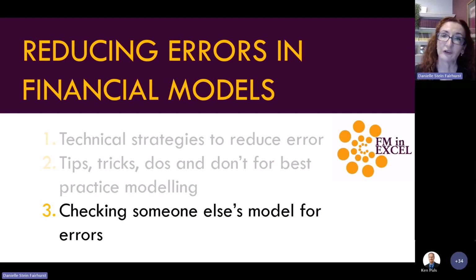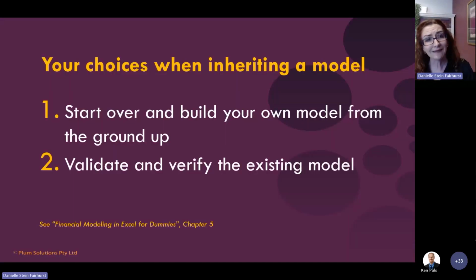Usually they've got a model that isn't working properly, or they've got a budget that they have to roll forward for the following year, something like that. And someone else built the model, and you don't know how they did it or what their skills are. So if you inherit somebody else's model, your choices are either to start from scratch, which is really time-consuming, or to validate and verify the existing model. And usually we have to go with number two.